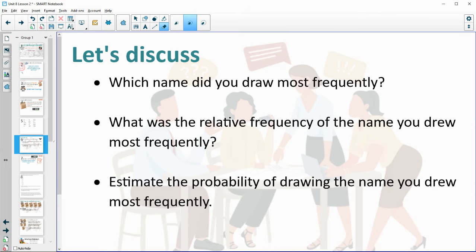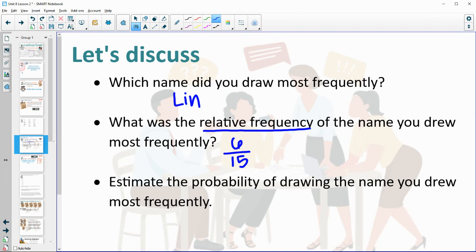All right, so which name was drawn most frequently? In our case, it was Lynn. So Lynn's name was drawn most frequently. What was the relative frequency of the name that we drew? So we drew Lynn's name 6 times out of our 15 times that we drew. And so what's our estimated probability there? 6 is a little bit less than half. Half of 15 would be 7.5. So we drew Lynn's name about half the times, a little bit less.